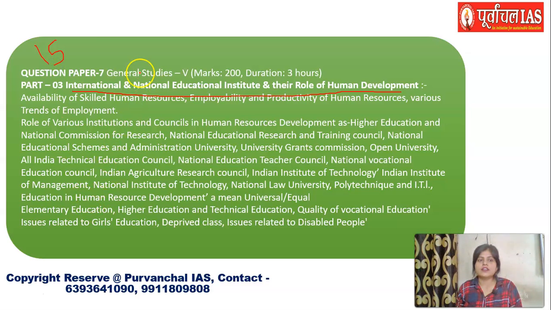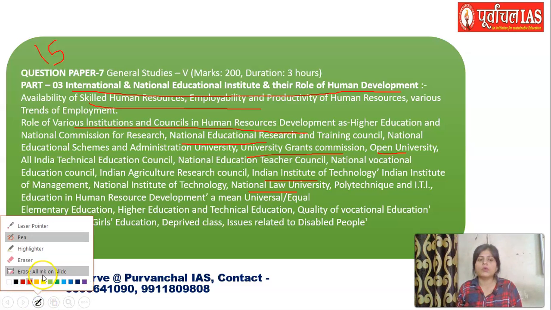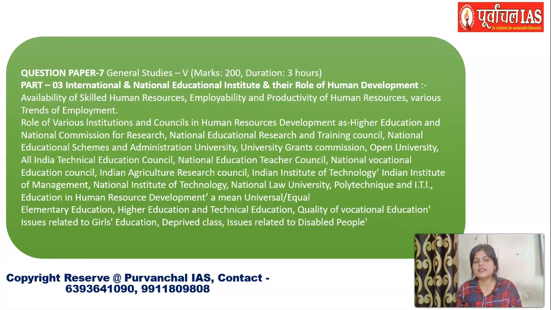What you have here is the availability of skilled human resources and employability. Then you have various institutions and their roles in human resource development, such as higher education and national commission. Then you have national educational research. All of these are given here. You have UGC, Open University, IITs, National Law University. You are going to cover all of these, and you have to focus on their role and how they have contributed to the development of a particular society or of educational fields, the human development in the educational aspect.